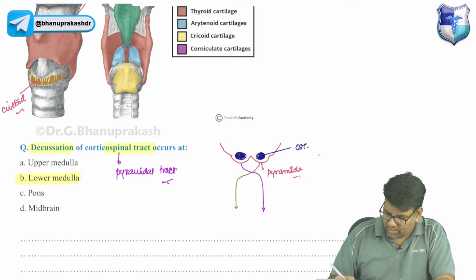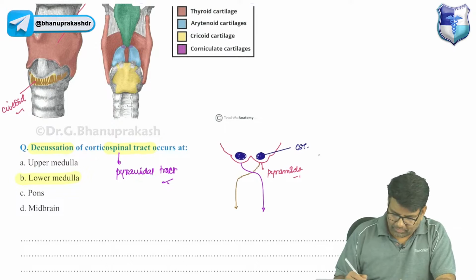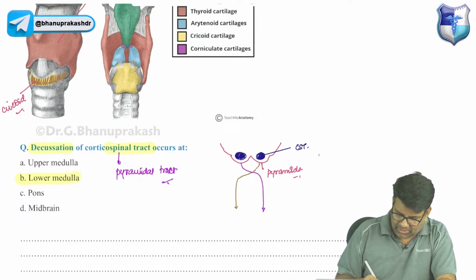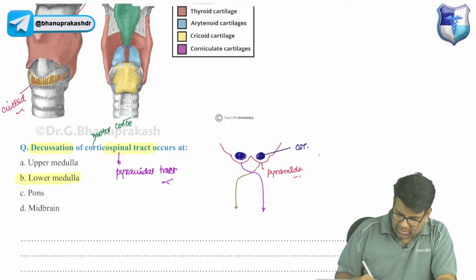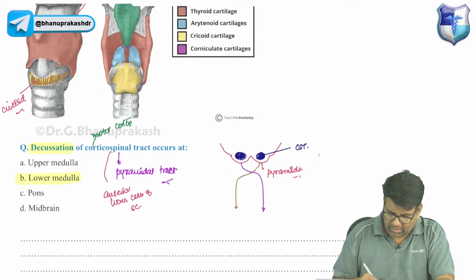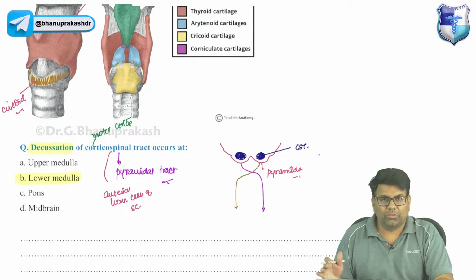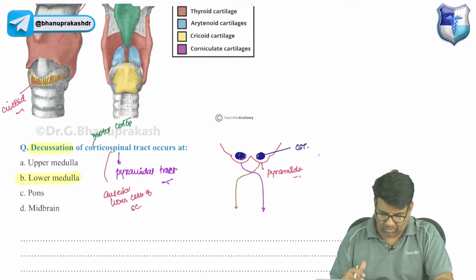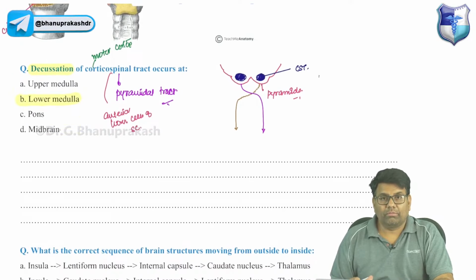So the lower medulla is the point of decussation of the corticospinal tracts. And the corticospinal tract, as the name suggests, goes from the motor cortex and reaches up to the anterior horn cells of the spinal cord. So this is the upper motor neuron part, and from the spinal cord there is origin of the peripheral nerves, which form the lower motor neuron. Right? So this is the corticospinal tract. Decussation at the lower medulla.